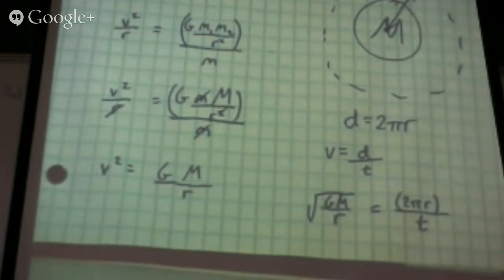That's just algebra, though. The physics is done at this point. So we can isolate time and figure out what's the orbital period, is the name for that. The time to go around that circle one time to make one orbit.